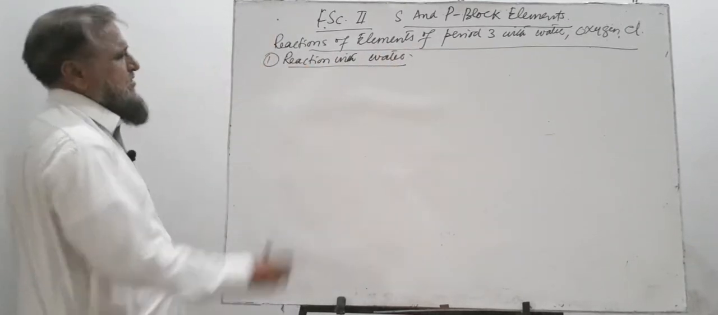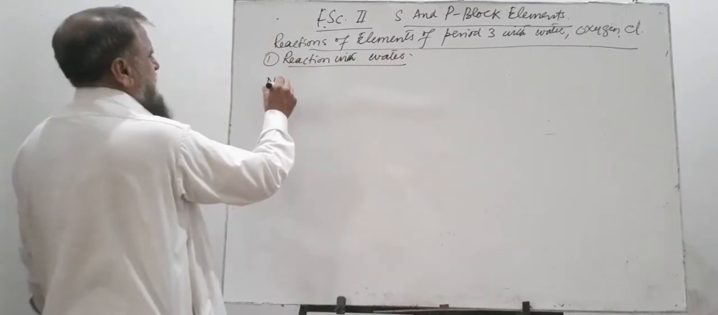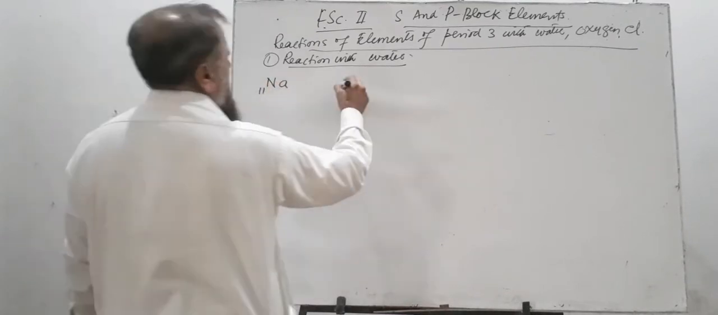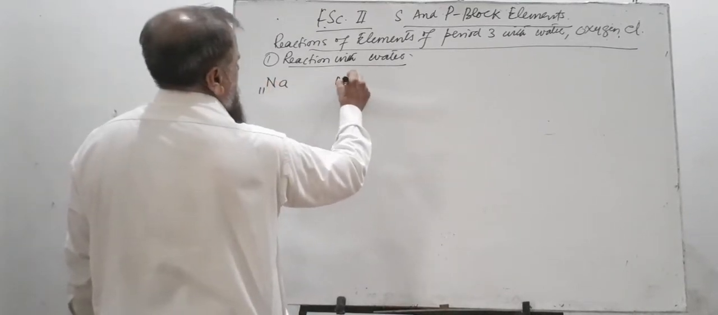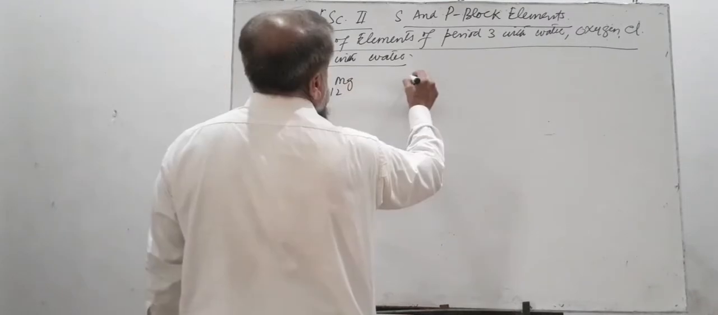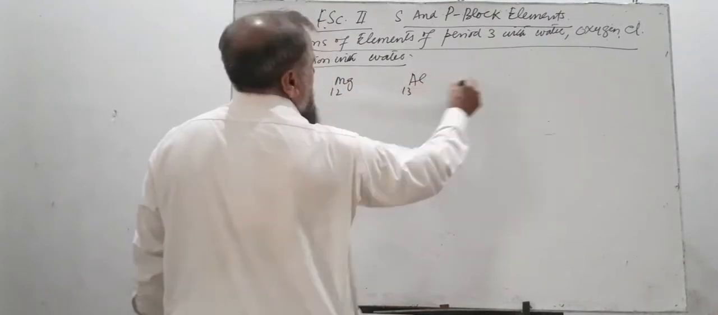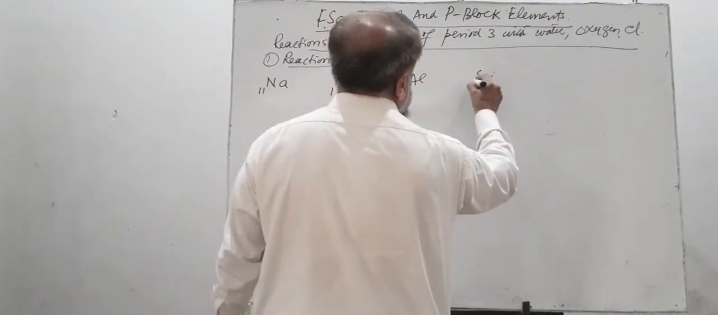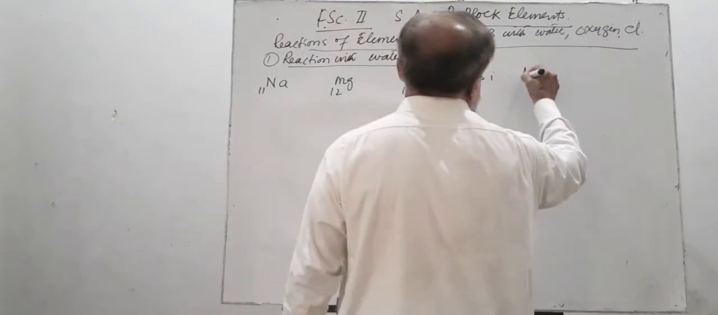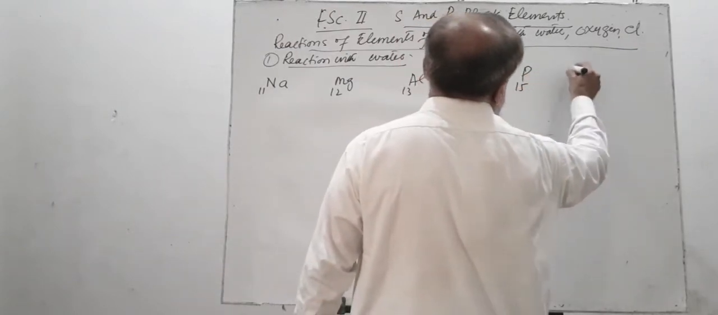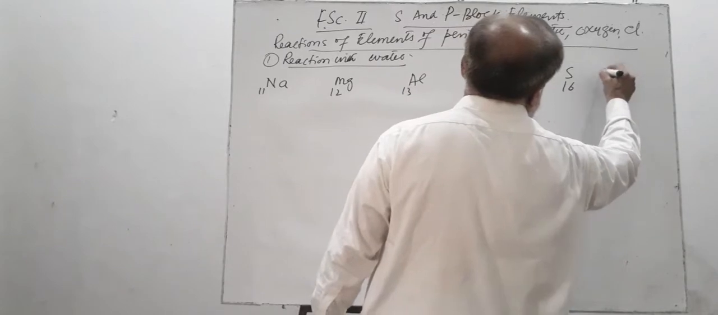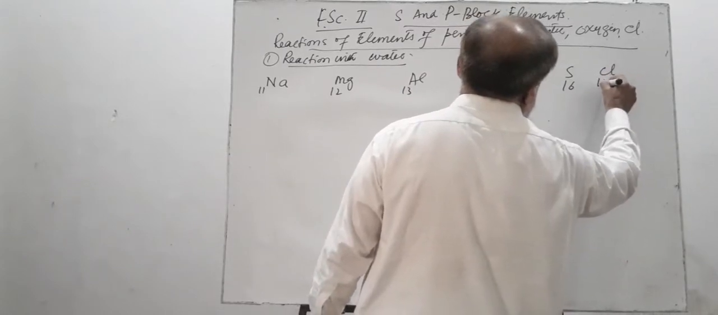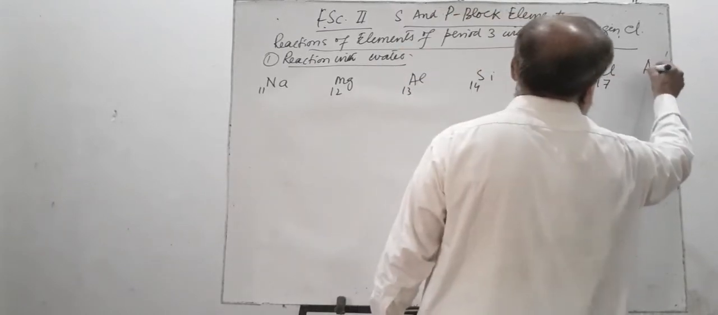In period 3 we have the elements sodium, atomic number 11, as we have already discussed, magnesium 12, aluminium 13, silicon 14, phosphorus 15, sulfur 16, chlorine 17 and argon 18.